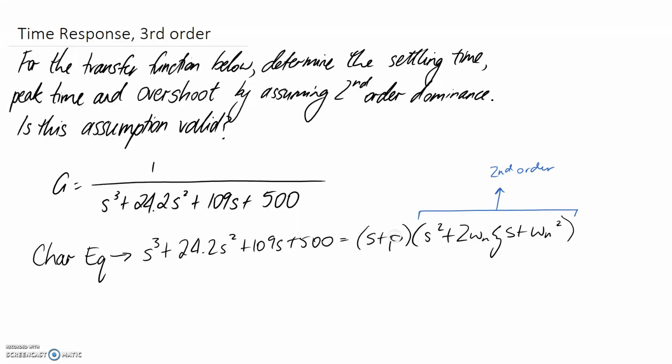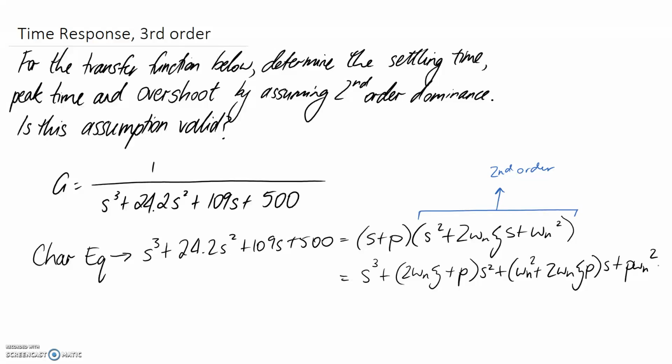So we need to go through and work out p, omega n, and zeta. These two are the ones that are going to really control the system's response, so long as we have this dominance assumption being valid. So in order to do this, we need to expand out the brackets in here. Now I'm just going to write us out the nicely expanded version where all of the powers of s have been factorized. So we get an s cubed, an s squared, an s, and a constant on the end.